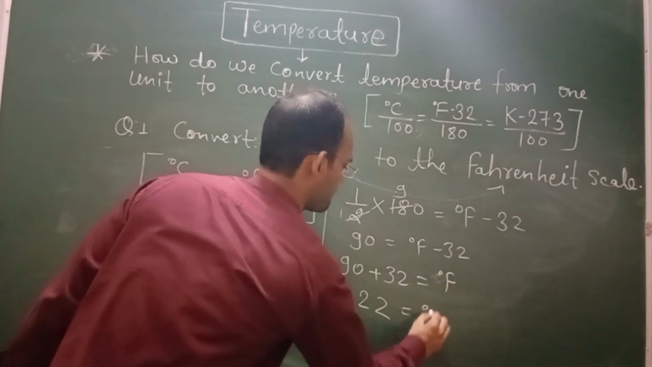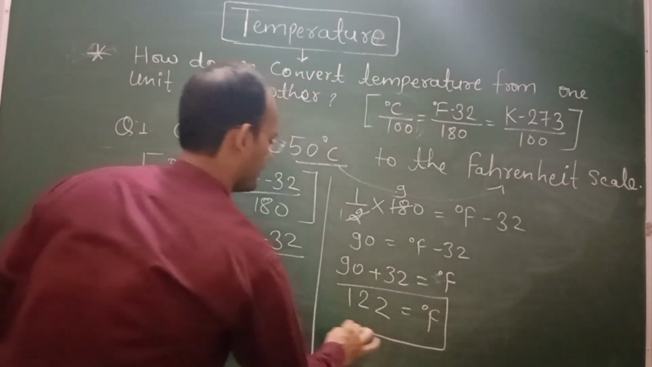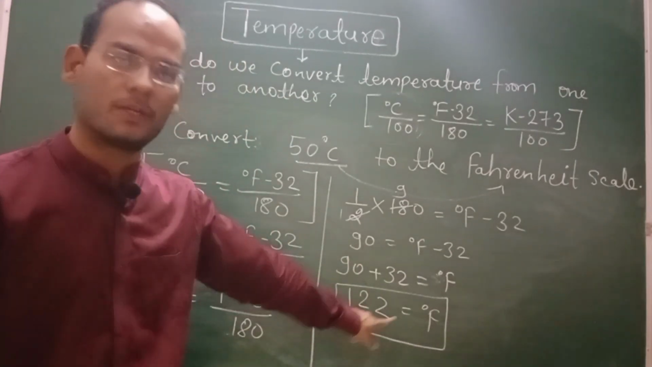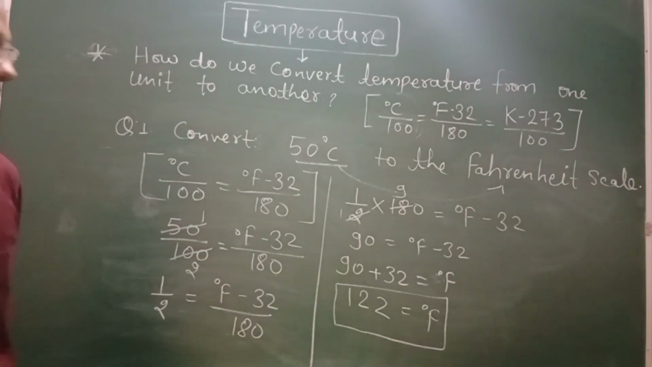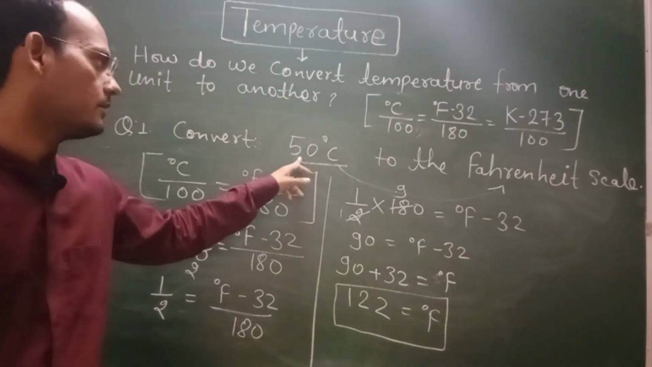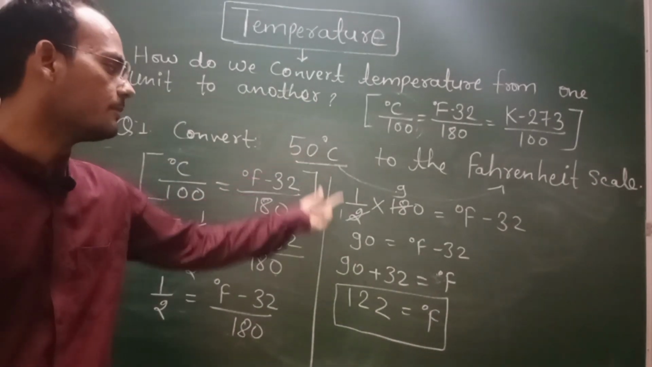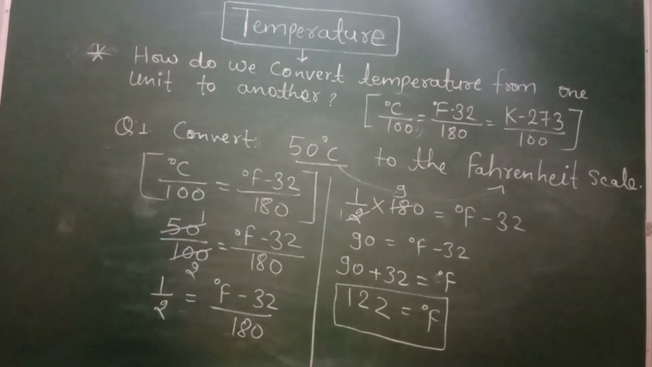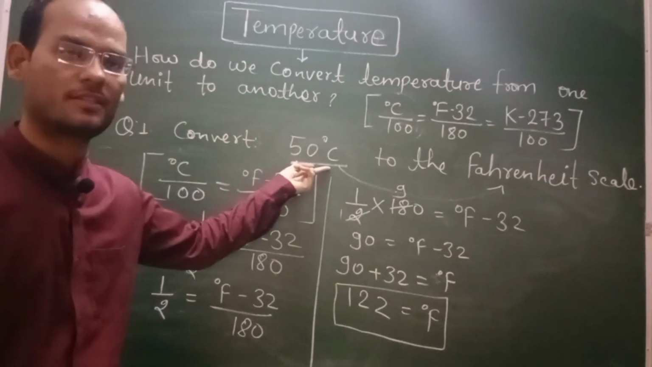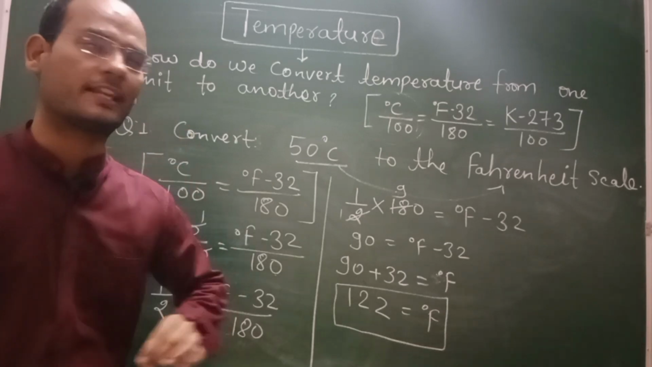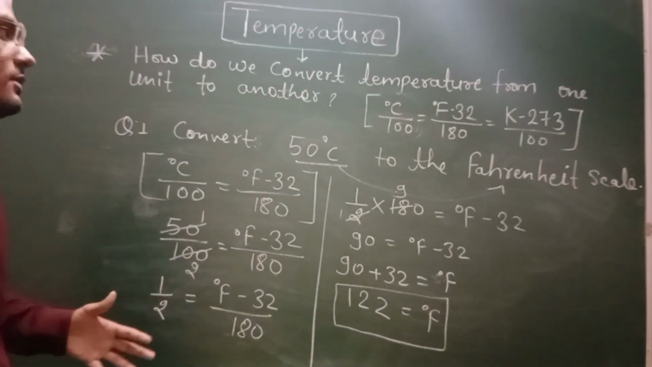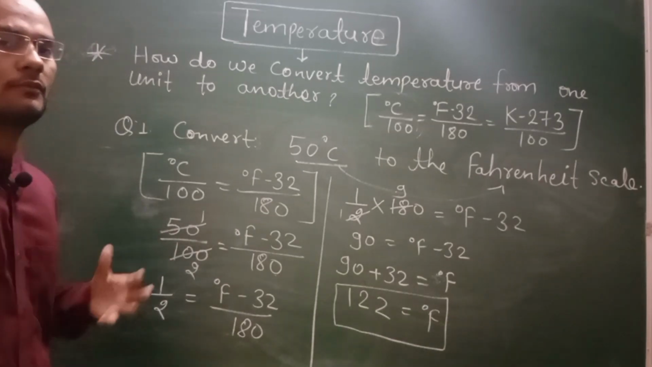So this is the Fahrenheit value. 122 degree Fahrenheit will be so. Okay, so 50 degree Celsius will be 122 degrees in Fahrenheit. This is the way by which we can change degree Celsius to the Fahrenheit scale. Clear? Understood? Now the last type of question we will see.